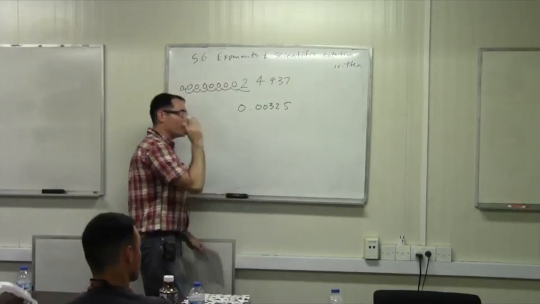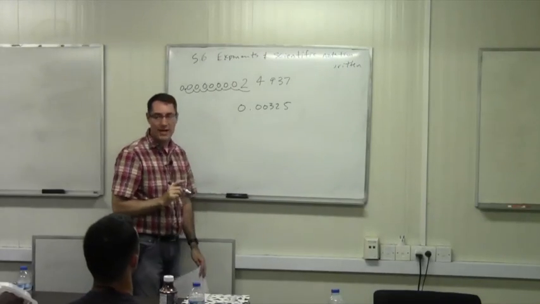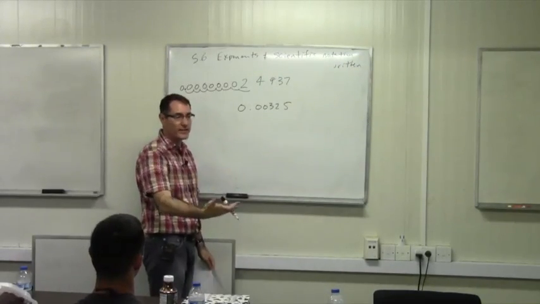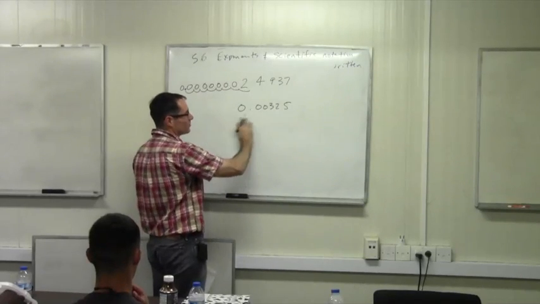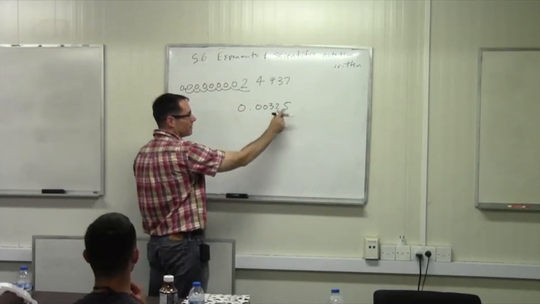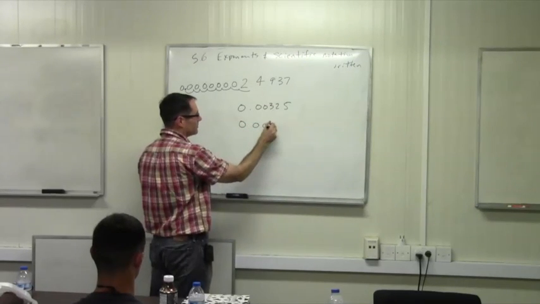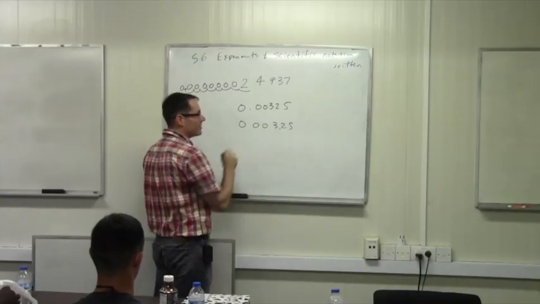0.00325. Now to convert that to scientific notation, you have to have the number part be between 1 and 10. So where am I going to put the decimal to make this between 1 and 10? Right there, right? Okay, so I'll rewrite it. 0.00325. I'm going to do it right there.